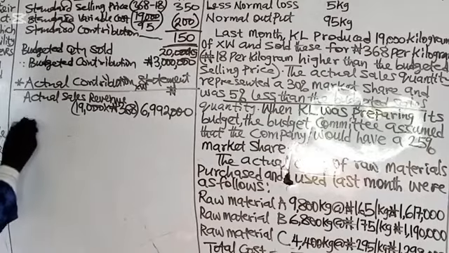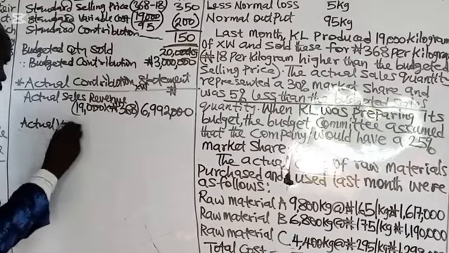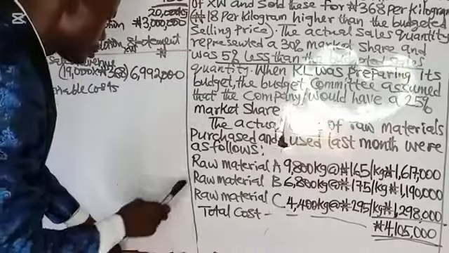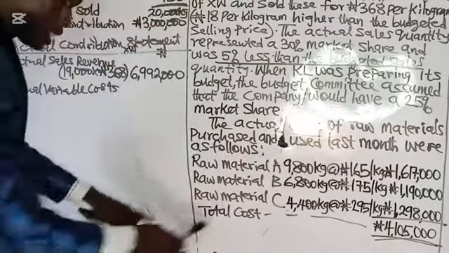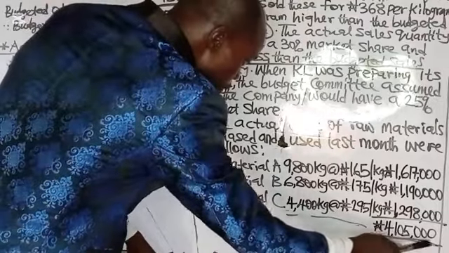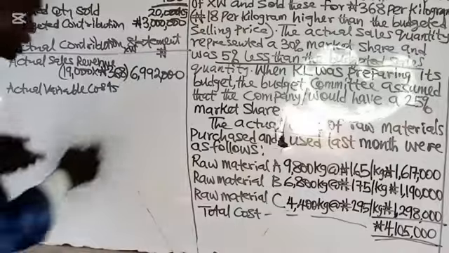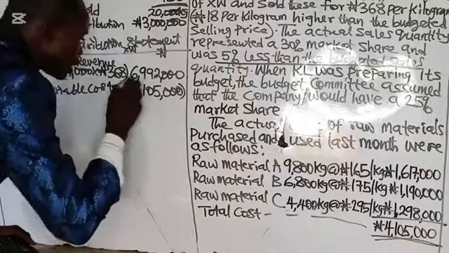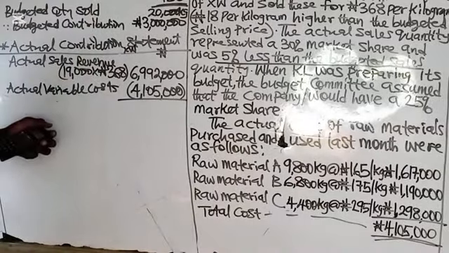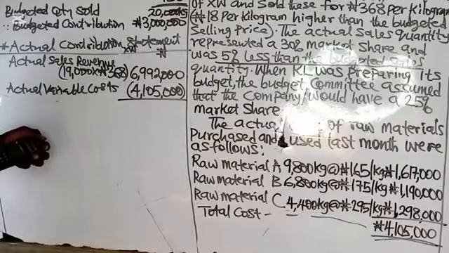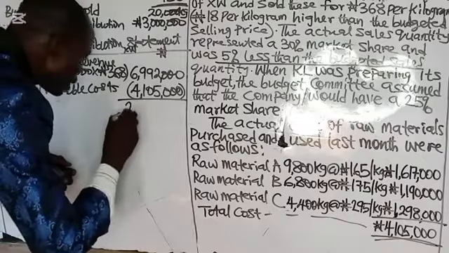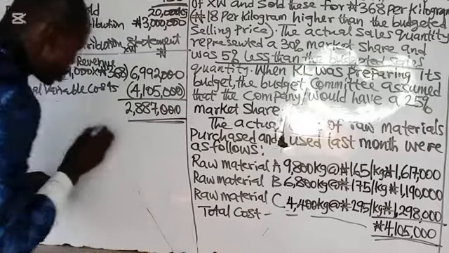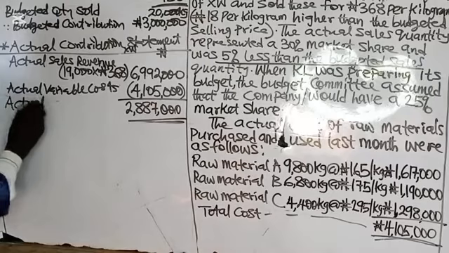Actual variable cost. The actual cost of raw materials purchased and used last month were as follows. These are the actual costs. The total is 4,105,000 naira. If you subtract that from 6,992,000, then you have 2,887,000 naira. This is the actual contribution for the period.